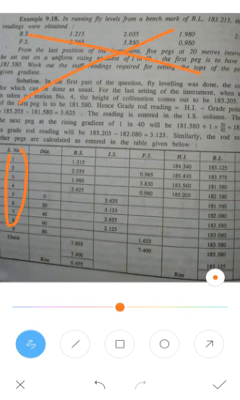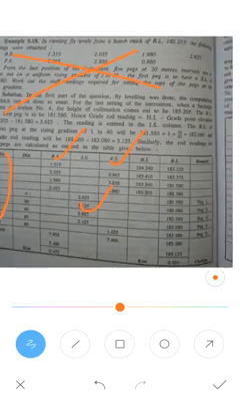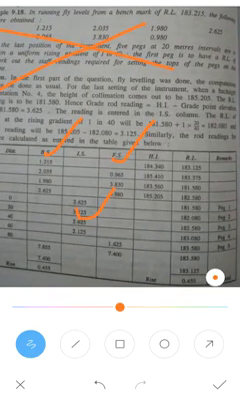Backside, foresight, intermediate side, we have taken. If backside, intermediate, foresight is given, don't worry about the station also. In this, we should know how to take the readings.